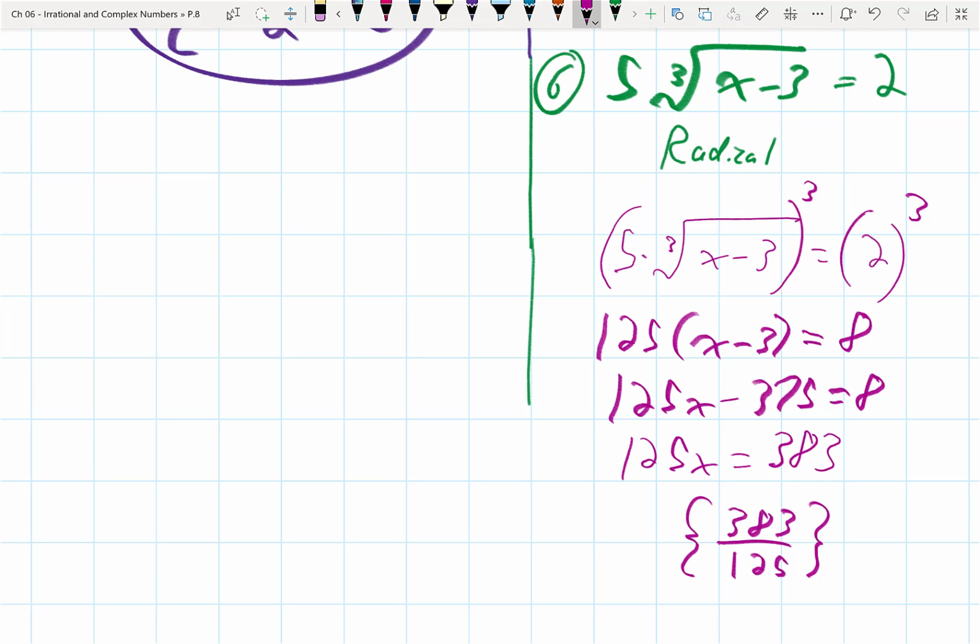Can someone raise their hand and tell me why I didn't check that before I put it in set notation? Because I didn't, and I don't have to. I want a hand on this one. Robbie. Yeah, cube root. Cube root, 5th root, 7th root, 9th root, we don't have to check. Cube roots of negatives are negatives. Negatives cubed are negatives. It kind of preserves all that.